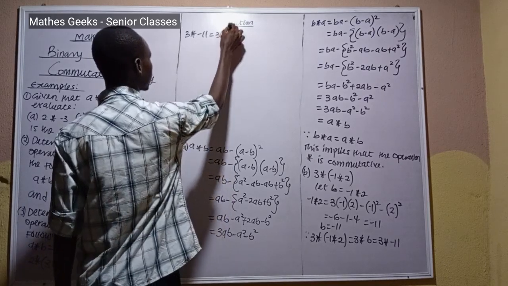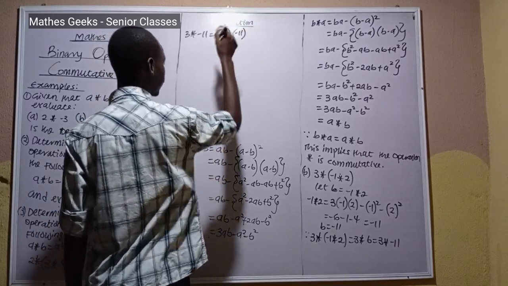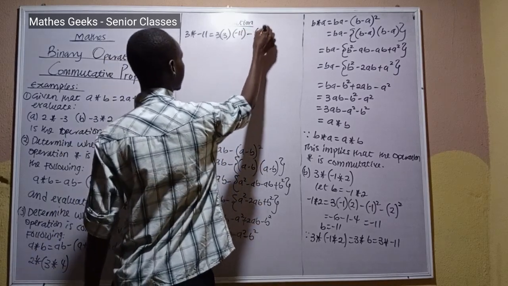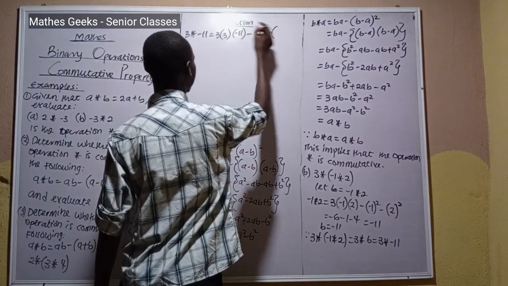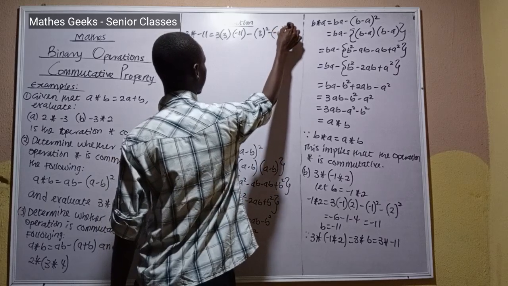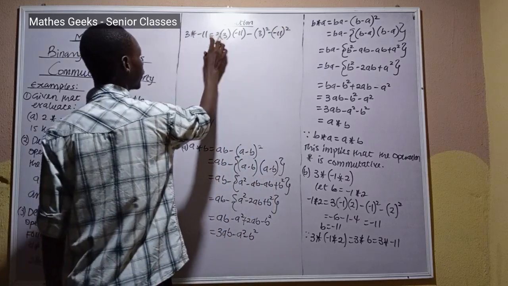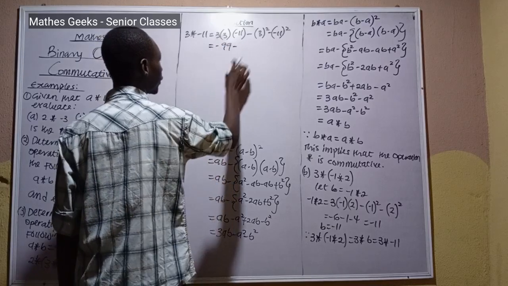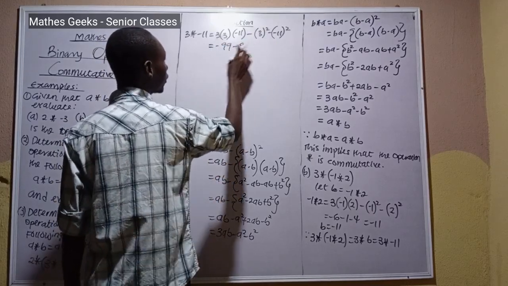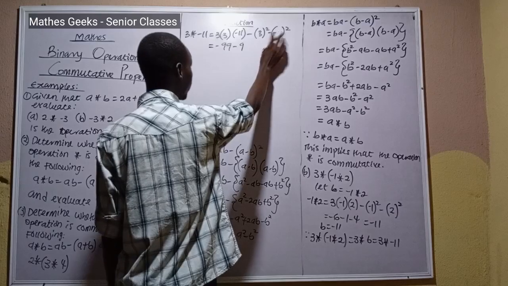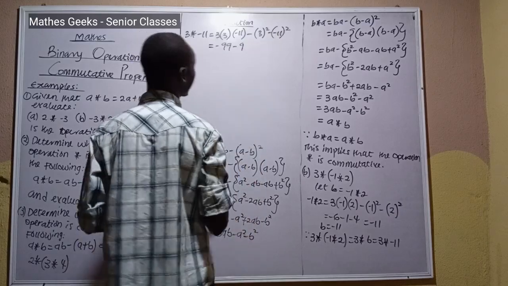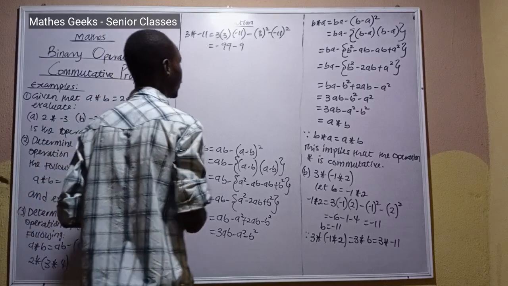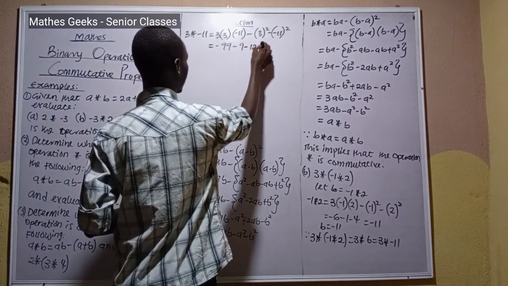3 times 3 minus 11 minus 11 squared. 3 times 3 is 9. 9 times 9 is 99, minus 3 squared is 9. And minus 11 raised to the power 2, minus 11 raised to the power 2 is 121. 121 times minus 1 gives us minus 121.